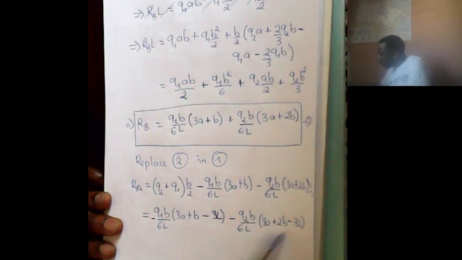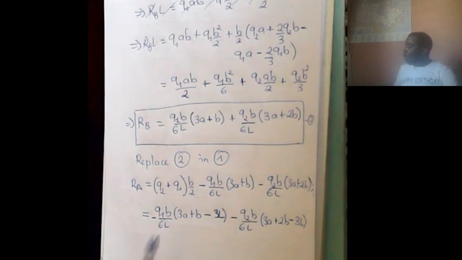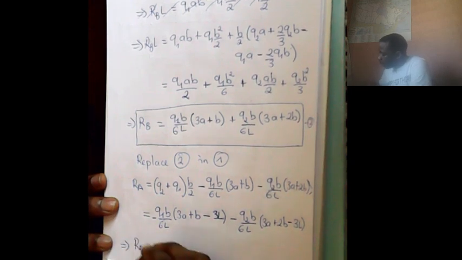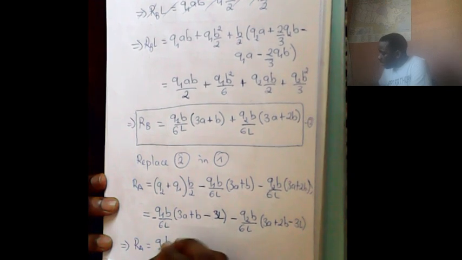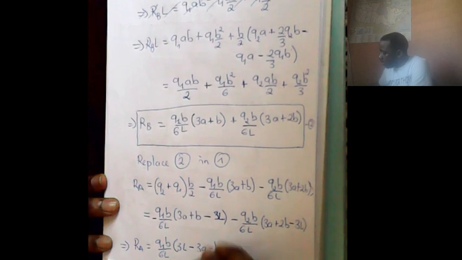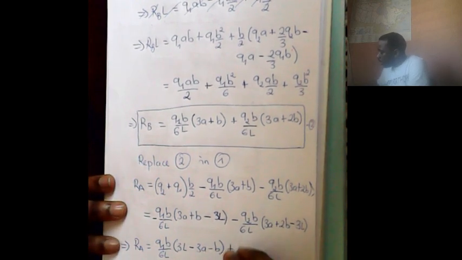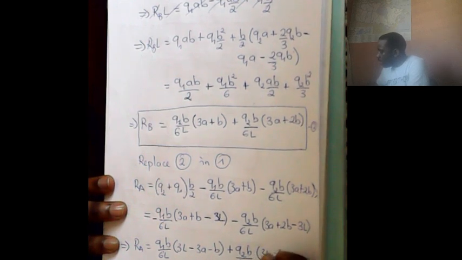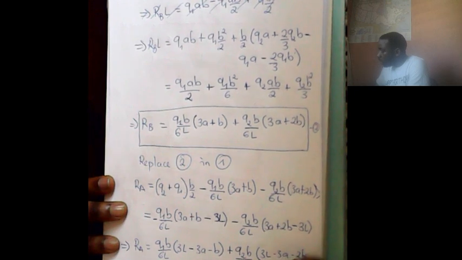Okay, so to better simplify, I want to send these negatives inside, all of these negatives, so that it will be more beautiful. So at the end of the day, I will have RA equal to Q1B divided by 6L into 3L minus 3A minus B, plus Q2B divided by 6L into 3L minus 3A minus 2B. That's what I want.